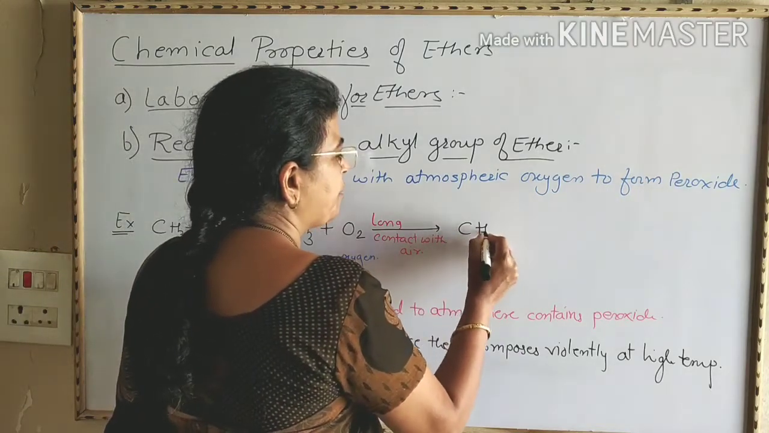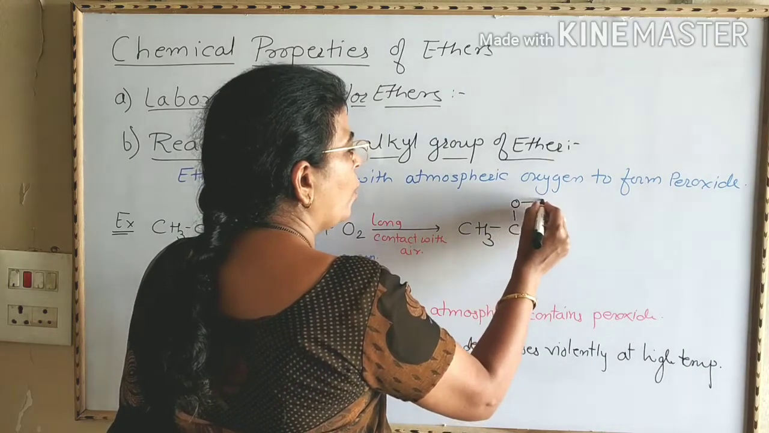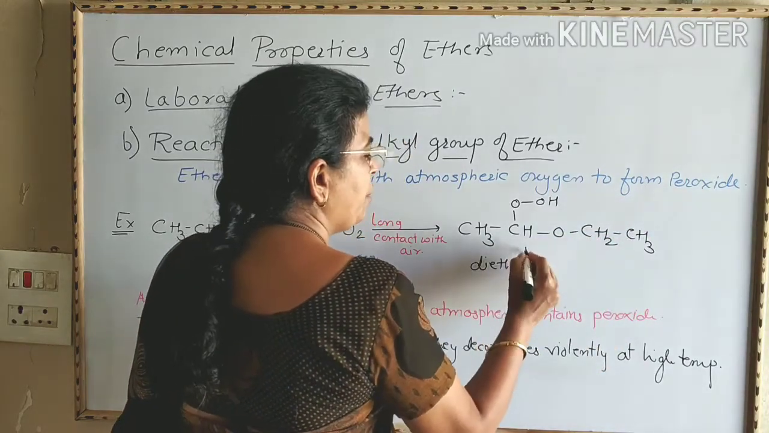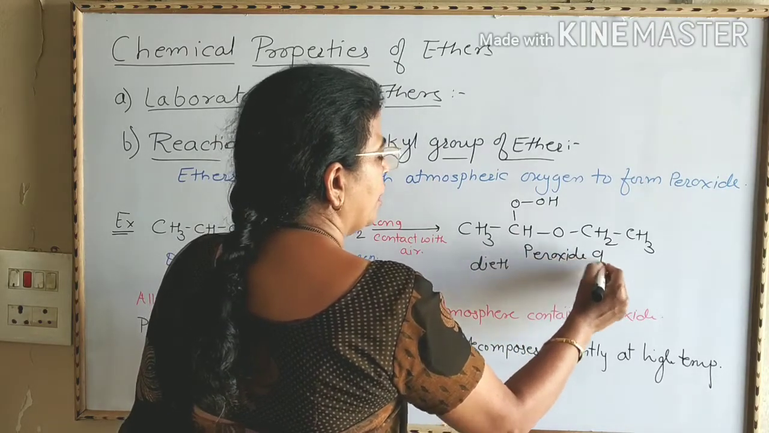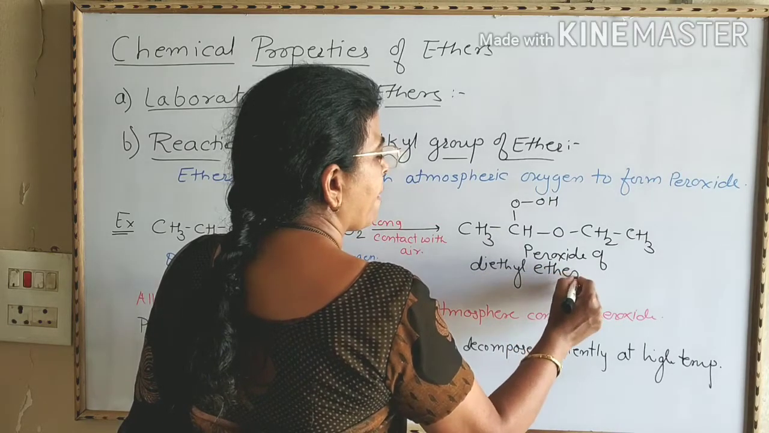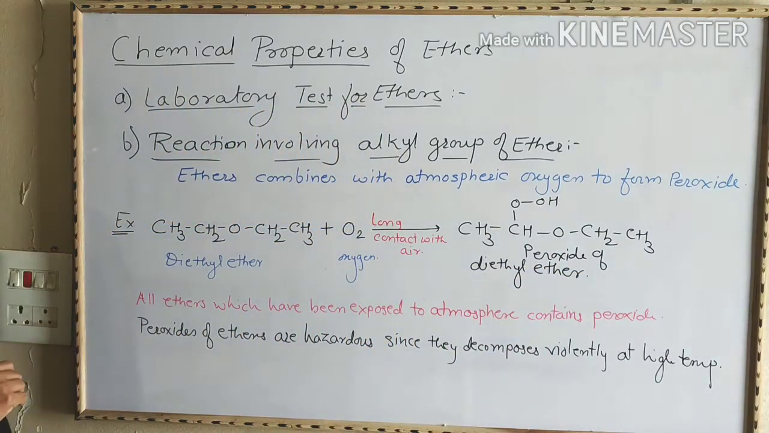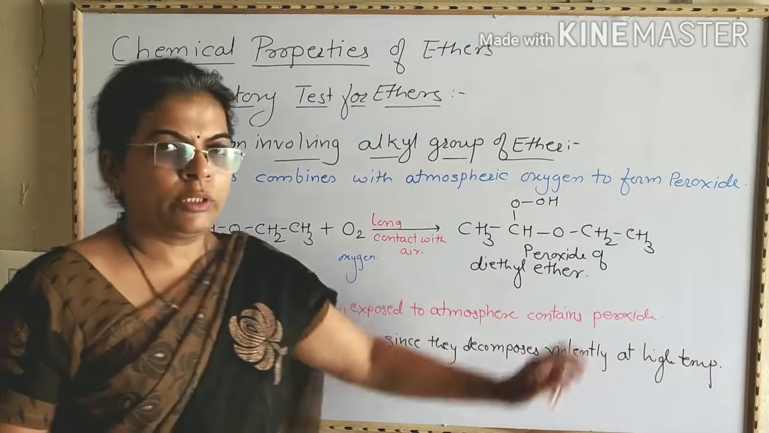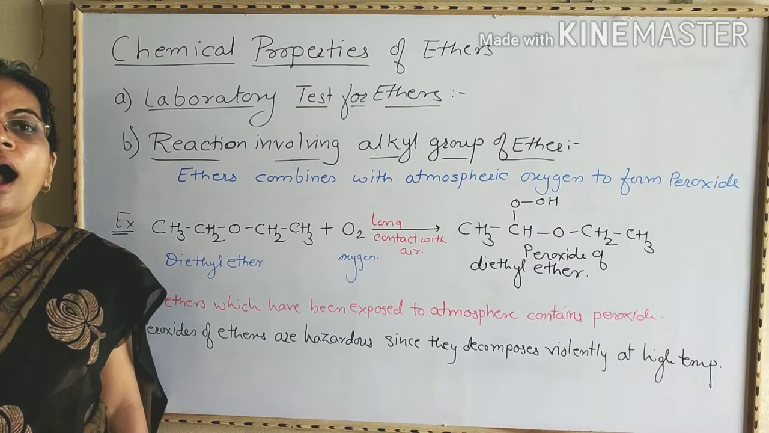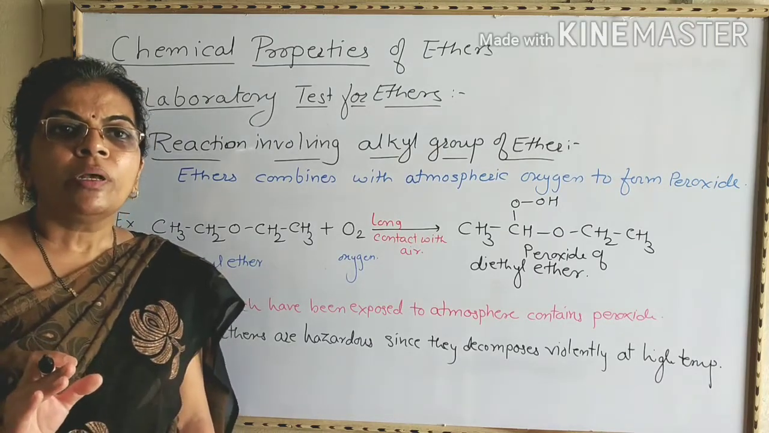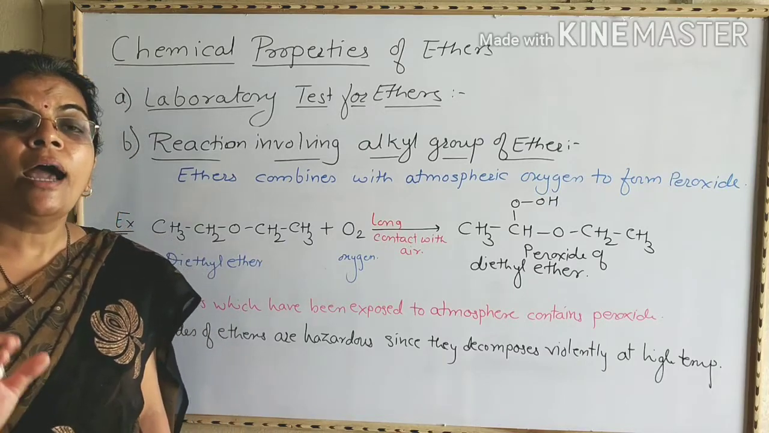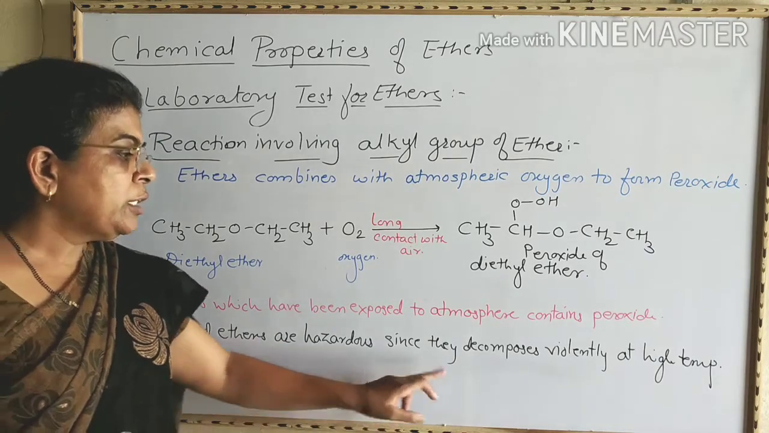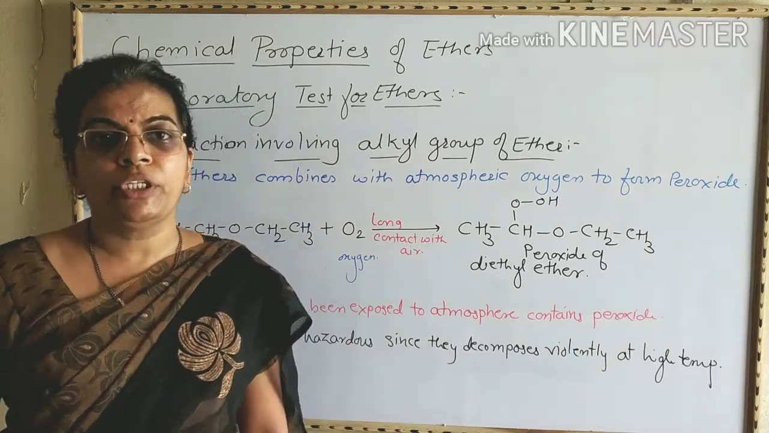like this, CH3CH(OOH)OCH2CH3. It is the peroxide of diethyl ether. Now all ethers which have been exposed to the atmosphere contain peroxide, and these peroxides of ethers are hazardous since they react violently at high temperature. That is, peroxides of ethers are dangerous since they decompose violently at high temperature.